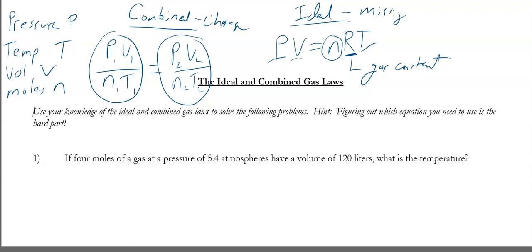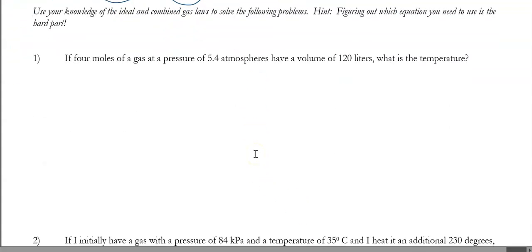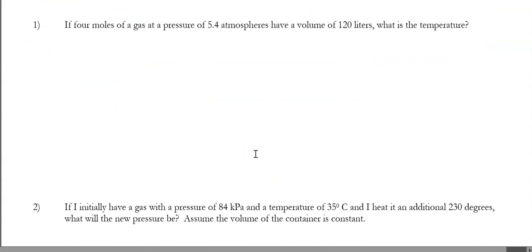All right. Now let's go through some of these practice problems. Number one, and for each one, the first thing we're going to need to decide is which of these two equations are we going to use to solve this problem. Number one says if 4 moles of gas, I'm going to underline things we know here, are at a pressure of 5.4 atmospheres and have a volume of 120 liters, what is the temperature? So the question mark I'm looking for here is temperature. I'm given moles, atmospheres, and liters, and I'm looking for one missing variable.